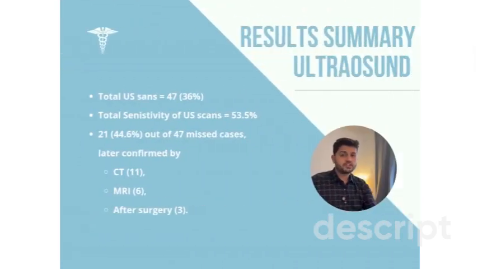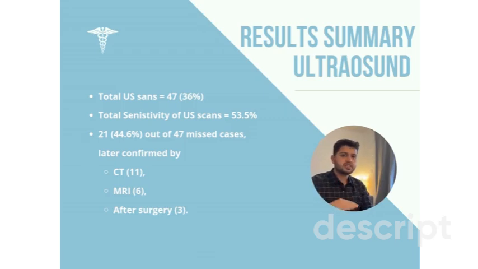We have gone through a lot of slides here. This slide gives a quick summary of how the ultrasound scan is performing overall in detecting appendicitis. The total number of patients was 47, approximately 1/3 of the patients who were offered ultrasound scans to detect appendicitis. The total sensitivity of ultrasound scans is very low. It's not as good a scan as others, such as CT and MRI. Sensitivity is sitting at 53.5%.